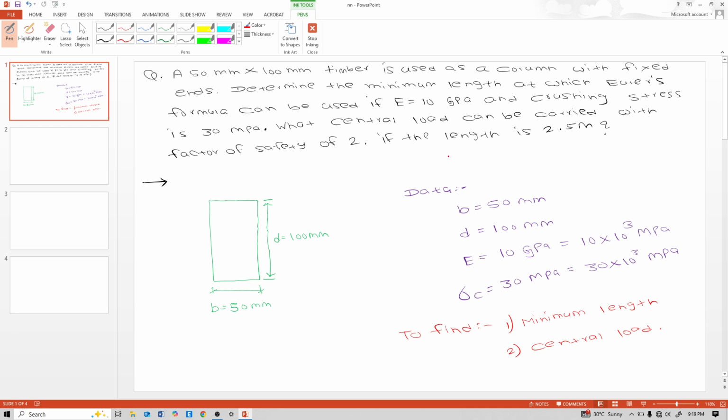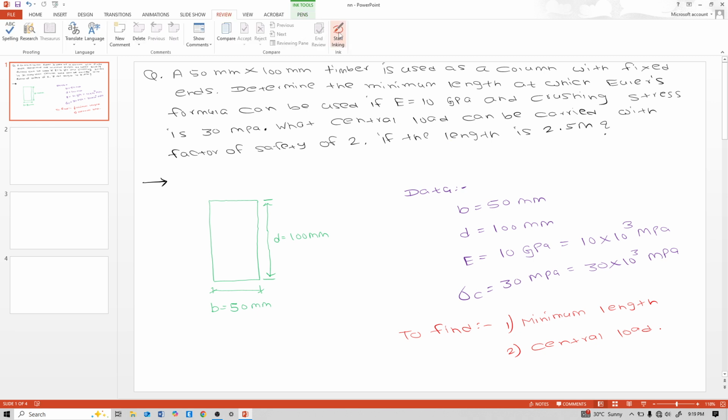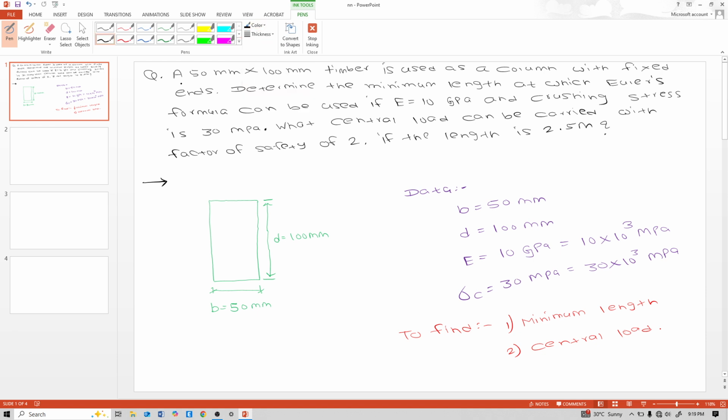So today is the second numerical on limitations of Euler's formula. First understand this numerical. A 50 mm by 100 mm timber. See, this 50 mm is width and 100 mm is depth of the timber, used as a column with fixed ends. So the boundary conditions are that both ends of that column are fixed. Determine the minimum length at which Euler's formula can be used. So this is to find the minimum length at which Euler's formula can be used. This is important wording.